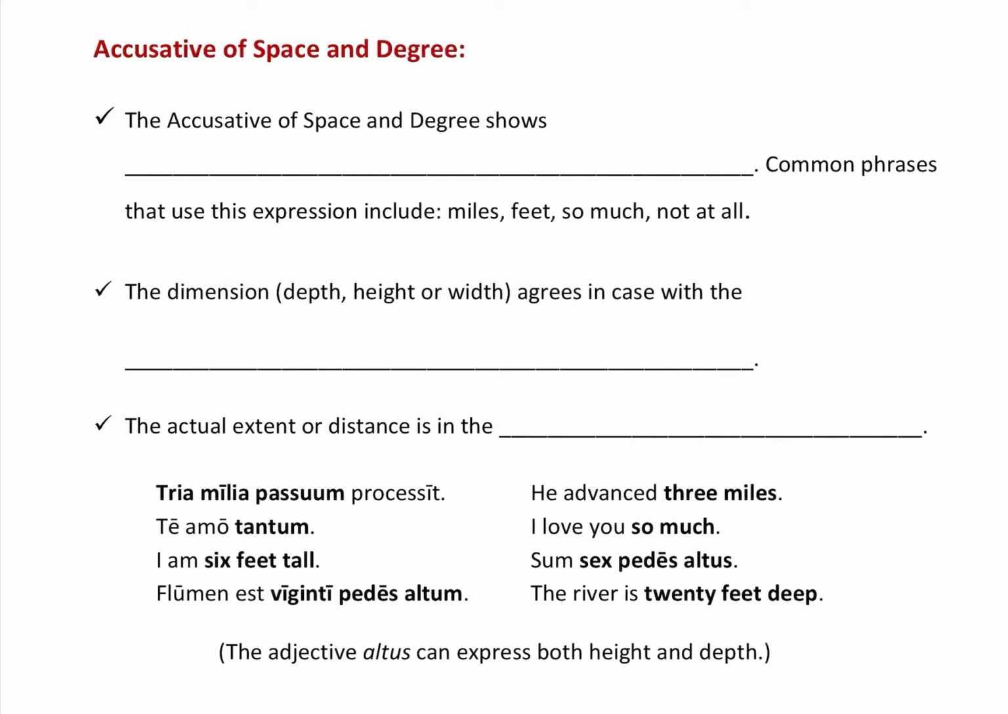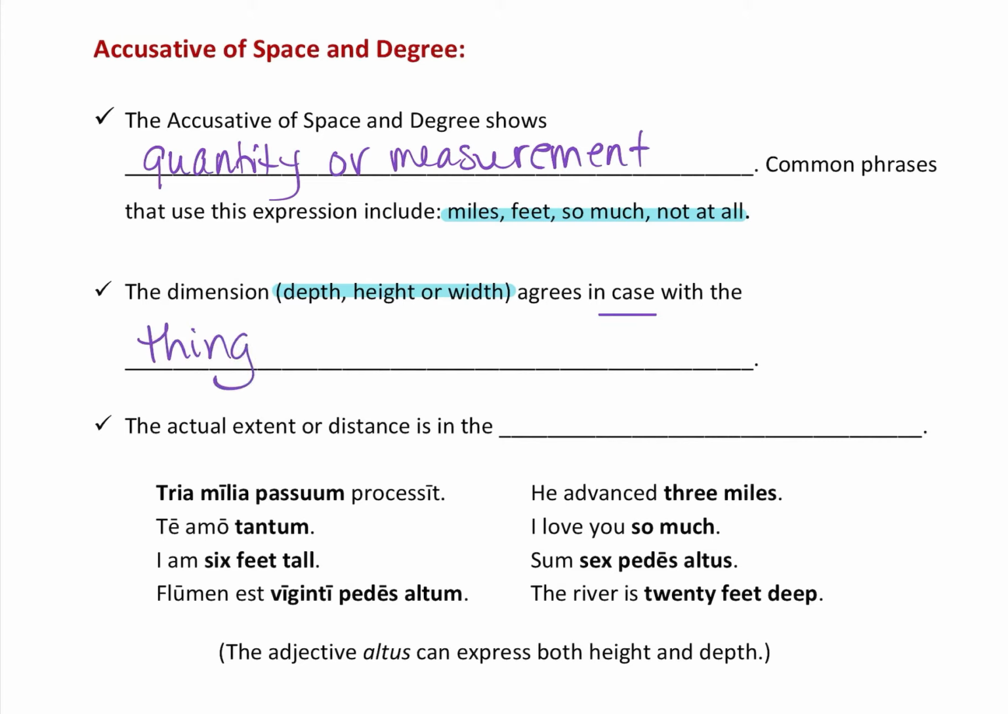Okay, last one, accusative of space and degree. So the accusative of space and degree shows quantity or measurement. Common phrases that use this expression include miles, feet, so much, or not at all. So the dimension, which means depth, height, or width, agrees in case with the thing being measured. Okay? Because remember, it's a sense of an adjective, right? Which one, what kind, how many. So the actual extent or distance is in the accusative case.